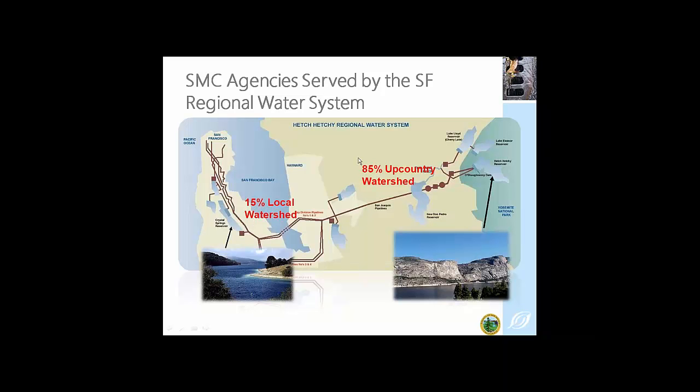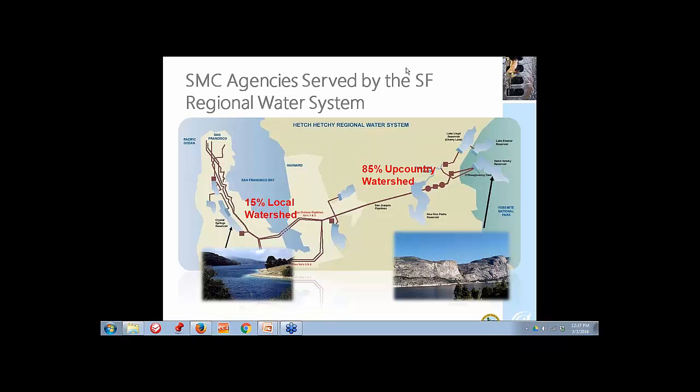The other 85% of the water available to us, and it's a majority of our water, comes from the Upcountry watershed there to the right on the map, which includes Lake Eleanor, Lake Lloyd, the New Don Pedro, and the Hetch Hetchy reservoirs. Most people have heard of Hetch Hetchy. The primary source of drinkable fresh water for this Upcountry watershed, in particular the Hetch Hetchy reservoir, is a snowpack in the Sierra Nevada mountains that melts down in the spring. Next slide.